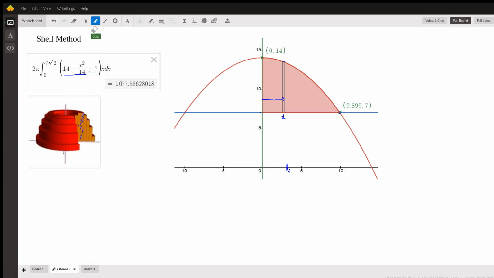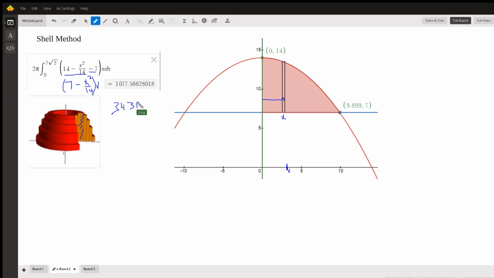14 minus 7 is 7 minus x squared over 14. And we'd multiply both terms by x, find the antiderivative, evaluate from 0 to 7 radical 2. Multiply that by 2 pi. And in the end, you'll get 343 over pi. I'll leave that to you.